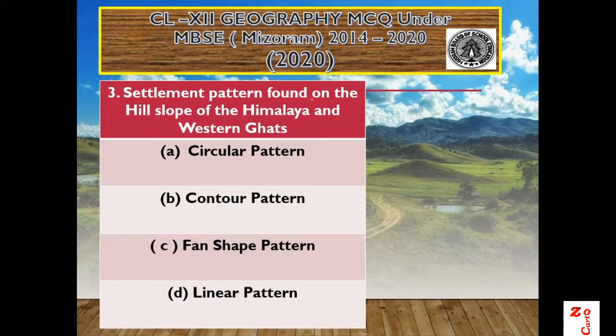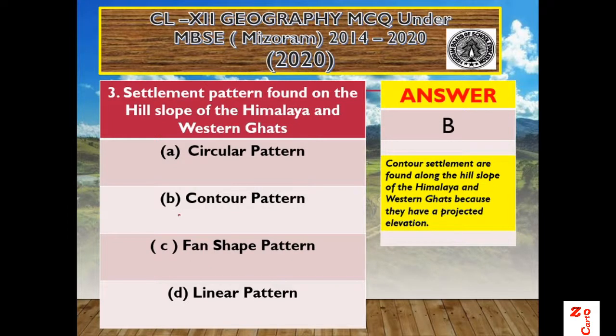Settlement pattern found on the hill slope of Himalaya and Western Ghats: A. Circular pattern, B. Contour pattern, C. Fan shape pattern, D. Linear pattern. Contour pattern, B. Contour settlements are found along the hill slope of Himalaya and Western Ghats because they have a projected elevation.